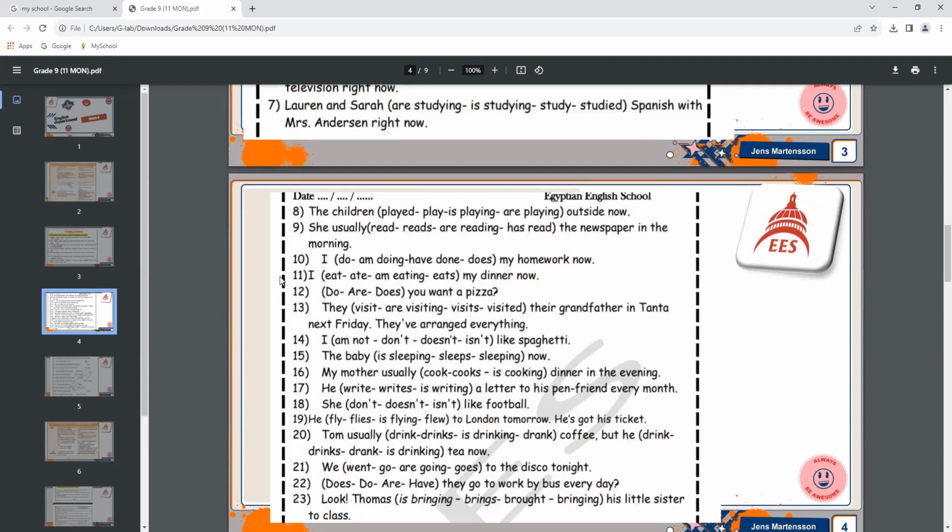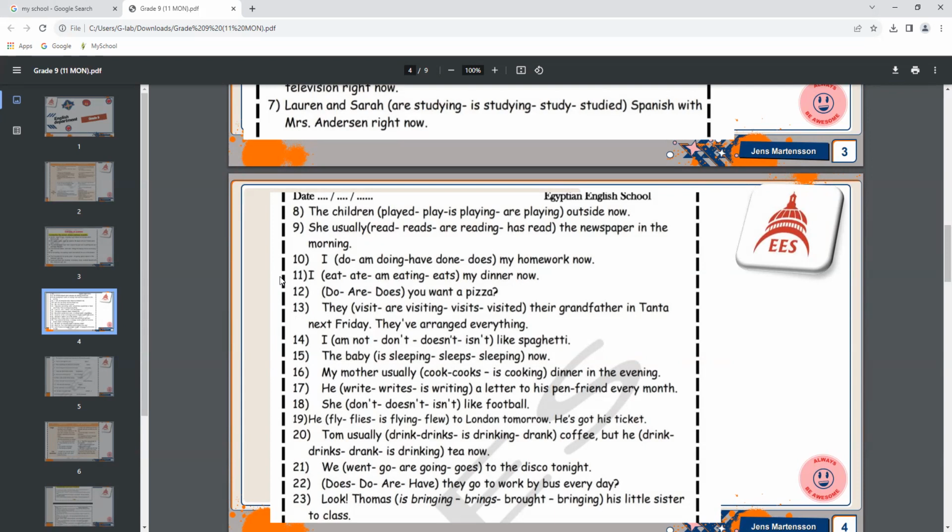Let's check number 12. Do or does you want a pizza? Here we have the verb want, by the way. I will say, do you want? But can we say, are you wanting? I believe not. We can use the stative verbs with the present simple. So does that mean that we can't use any stative verbs with the present continuous? No, we can use some. Okay, but the meaning is going to be different.